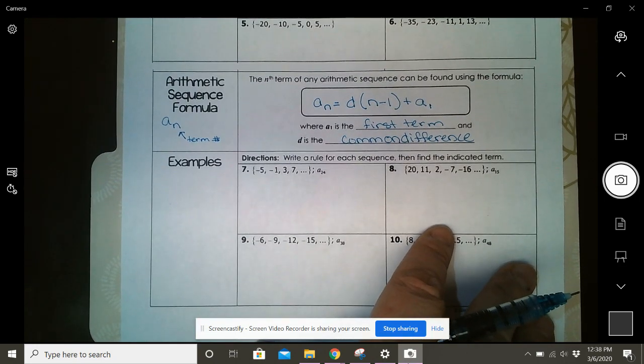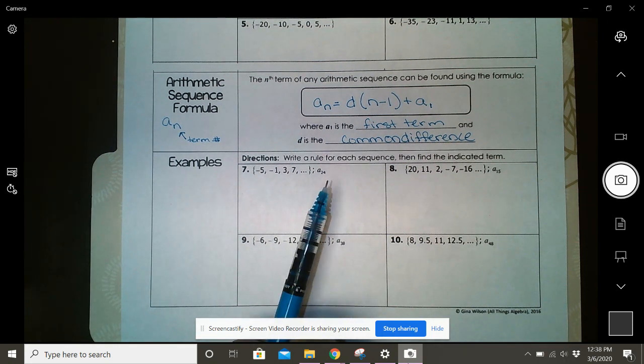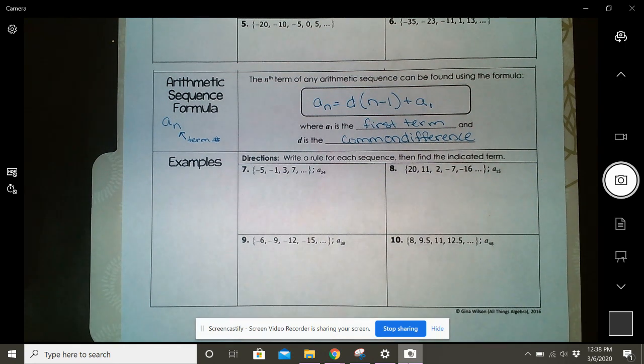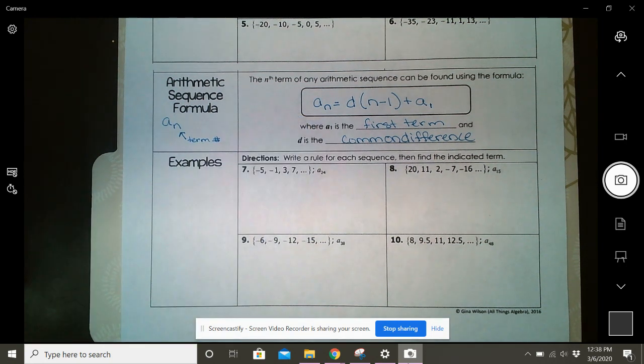Completing the next 3 terms of the sequence is not difficult, but what if you were asked to find term 24? You would not want to list out a giant list of numbers to find term 24, so there's got to be a way to find a term of an arithmetic sequence. So the way to do that is this formula listed here.